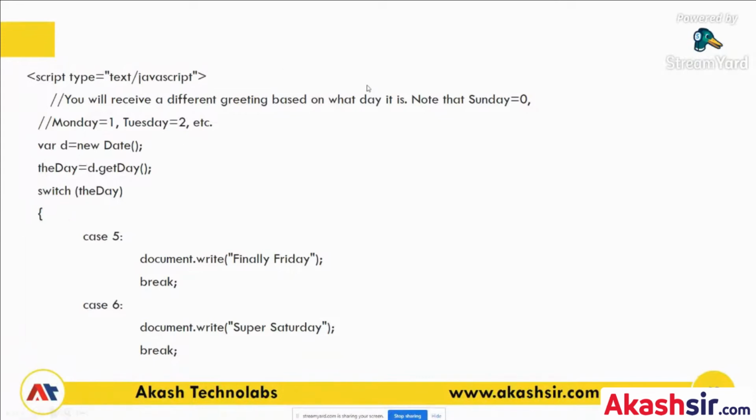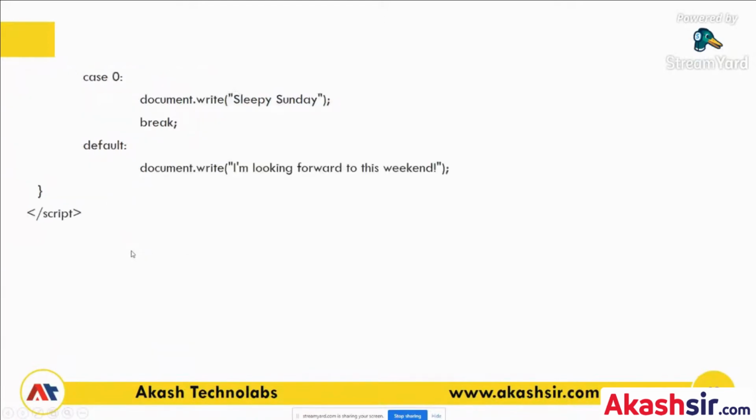So on the basis of the condition, it will check whether the day matches with case 1, case 2, case 3 and case 4. If it is matched, then it will print with document.write, and the break statement will break your logic. Means, for example, if your output matches this one, this break will exit from your condition. And if your date does not match any case, then by default it will print, I think, it's a weekend.